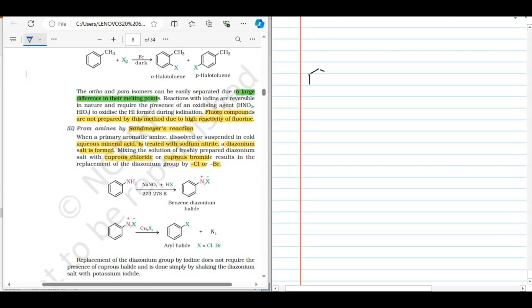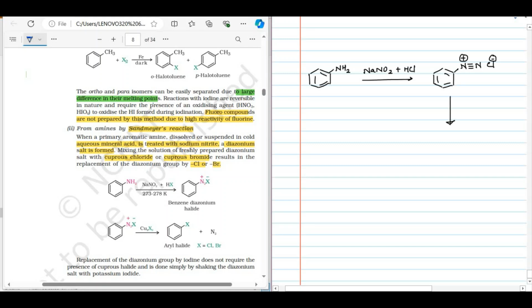Here there is aniline, benzene, to which N2 group is attached. When it reacts with NaNO2 and HCl, it results in the formation of diazonium chloride. So here this is N triple bond N. It carries positive charge, and to neutralize this positive charge, Cl negative ions are there.